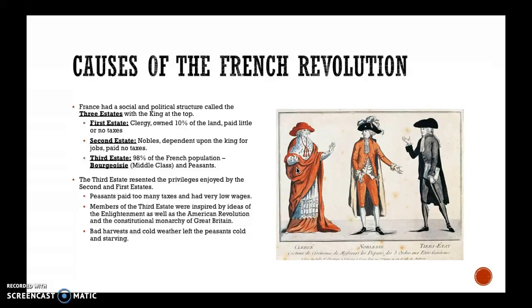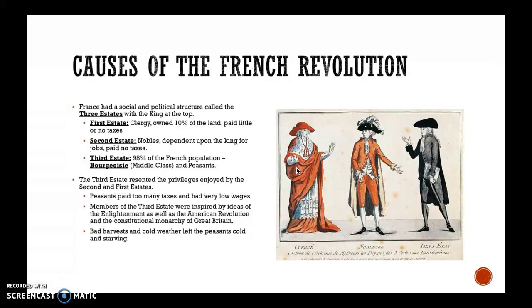The Second Estate was all nobles, and they were dependent upon the king for jobs. Essentially, the king was holding them hostage at the Palace of Versailles and making them pay all this money for stuff. And so the Second Estate was a little mad at the king, but they still didn't pay any taxes. The Third Estate was 98% of the overall French population. It included the bourgeoisie, which was the middle class, and the peasants.